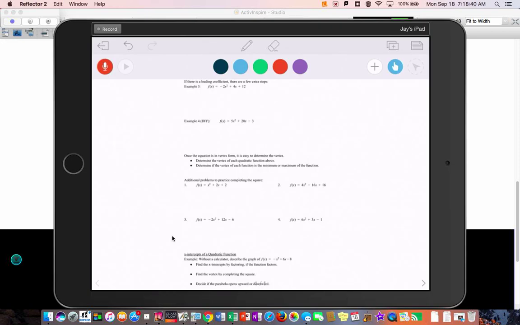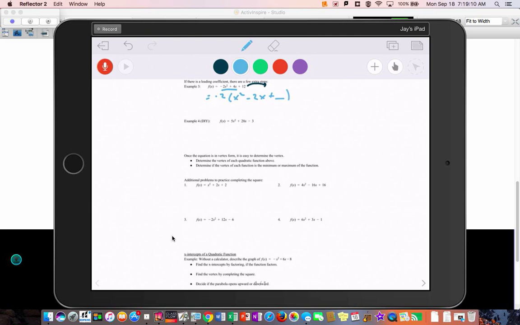So now we are looking at an example where the leading coefficient is no longer a 1. So again, we'll start by moving the 12 further down in the problem. I look at these two numbers. I have to factor out the negative 2 from the x squared, but I also have to factor it from the 4. So 4 divided by negative 2 is negative 2x.